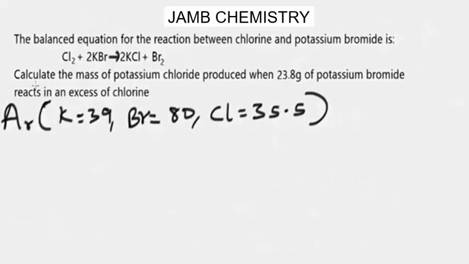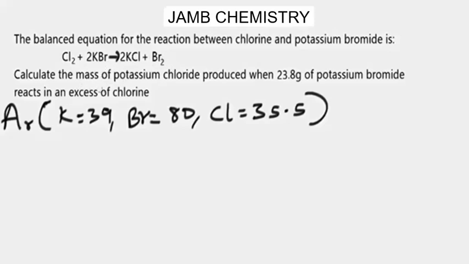Okay guys, now let's look at this question. It says the balanced equation for the reaction between chlorine and potassium bromide is, so this is the balanced equation. We have 2 atoms of chlorine on the left, 2 atoms of chlorine on the right, 2 atoms of potassium on the left, 2 atoms of potassium on the right, and 2 atoms of bromine on the left and 2 atoms of bromine on the right.